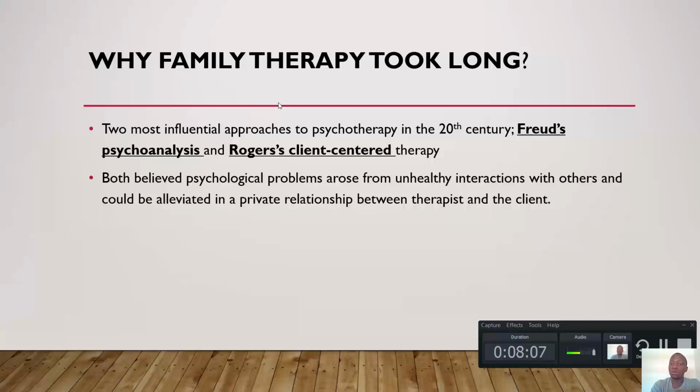Family therapy still took too long, even though some people recognized that it could help. Two of the reasons why family therapy took so long in the 20th century were the two existing psychotherapy approaches then: Freudian psychoanalysis, and Carl Rogers' client-centered therapy. We'll take a look at both individuals in the following slides, but in brief, both Freud and Rogers believed that psychological problems arose from unhealthy interactions with others. They could be people in your family, your friends, or people in your circle of relationships, and so they did not buy into the idea of having other people in the room. They believed that problems could be alleviated in a private relationship between a therapist and the client.